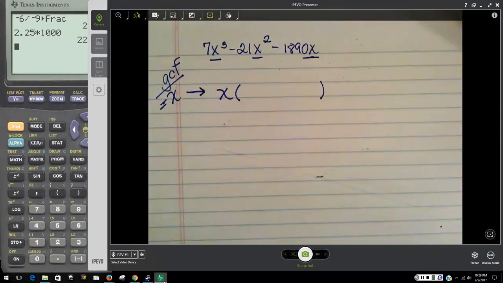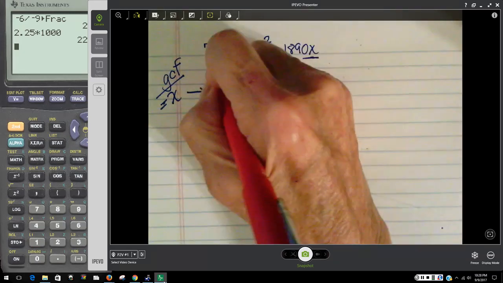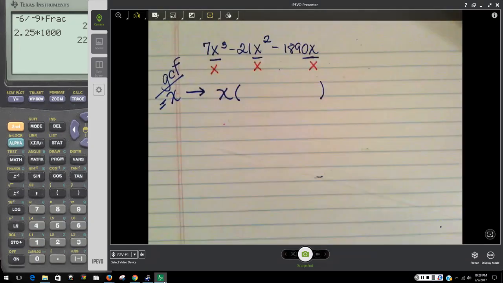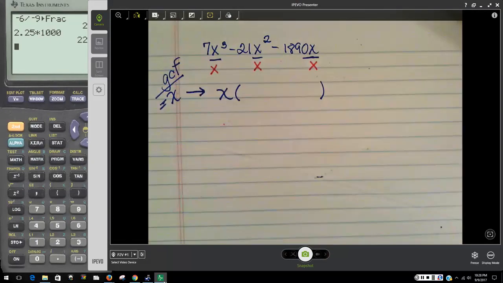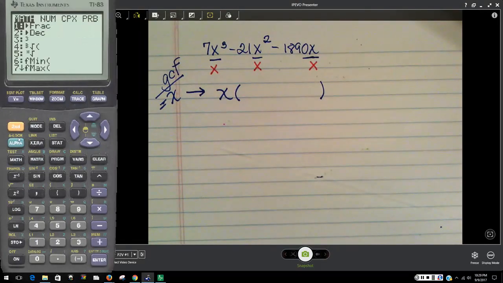Now, I find the easiest way to do this without making mistakes is to actually divide every single term by that x. Now, in addition to that, we need to look at 7, 21 and 1890 and determine if they have any common factors. Your calculator has a routine under the NUM key. If you hit math and right arrow, and look for the greatest common divisor, okay?